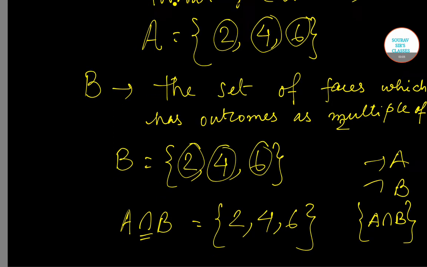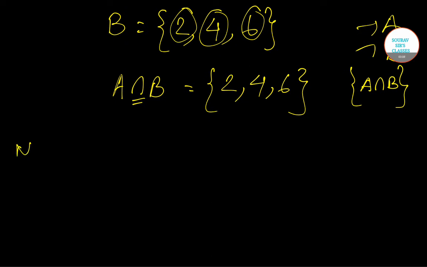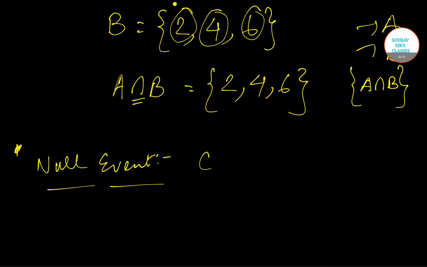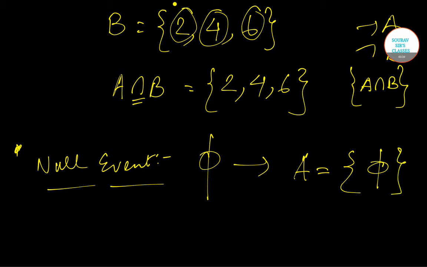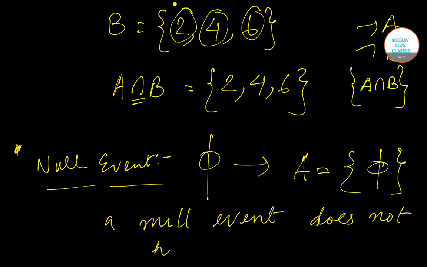Now we will talk about null event. What is a null event? Null event is denoted by phi, and it is an event which has no sample points. Let us say that A is an event and it has no sample points. Then we denote it as phi. So this is a null event. A null event does not have any element or any sample point.